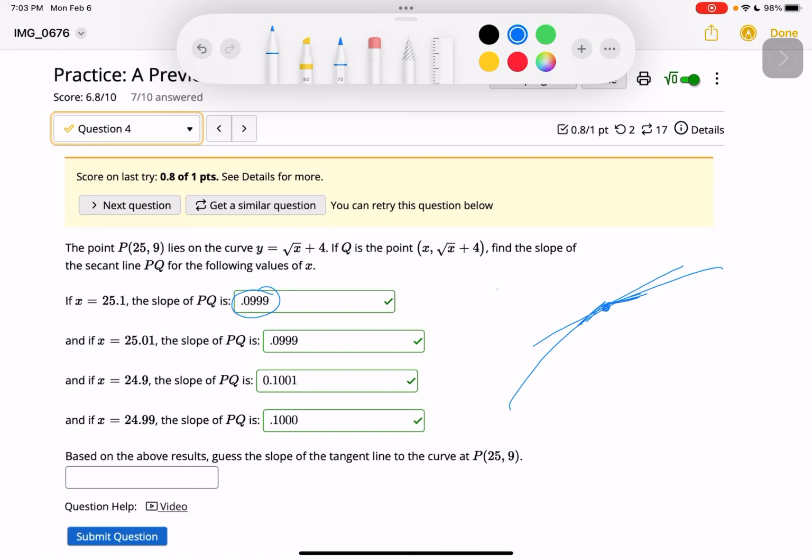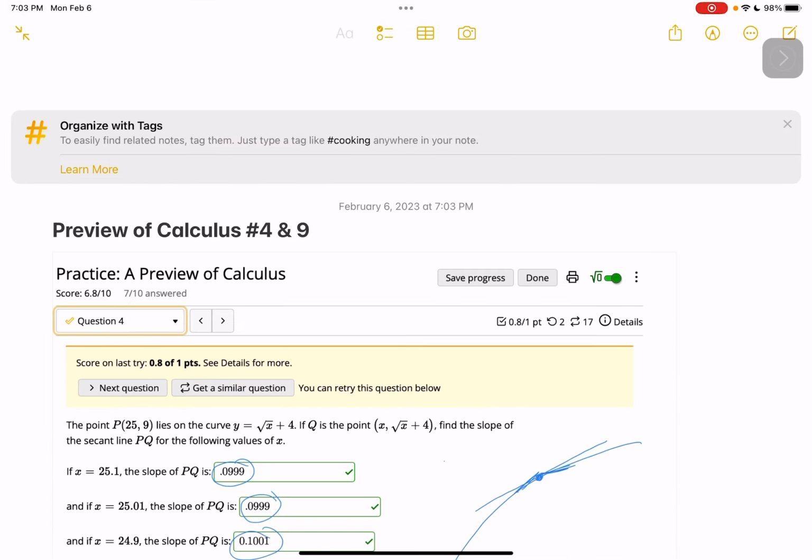And given that you see 0.0999 for those two and 0.1000, that would imply that the slope is going to be somewhere in the middle there. So just 0.1000. That'd be the slope for this point using limits.